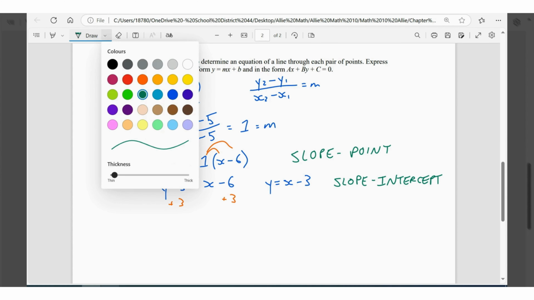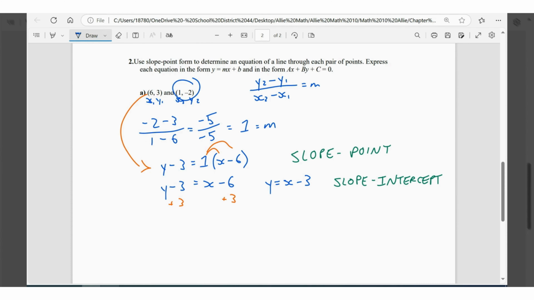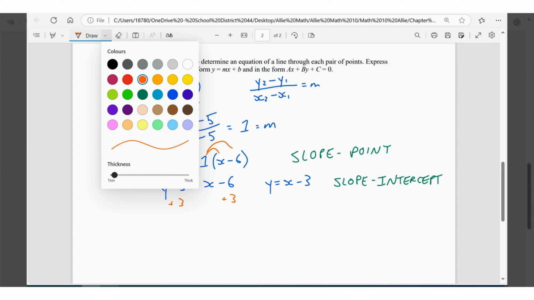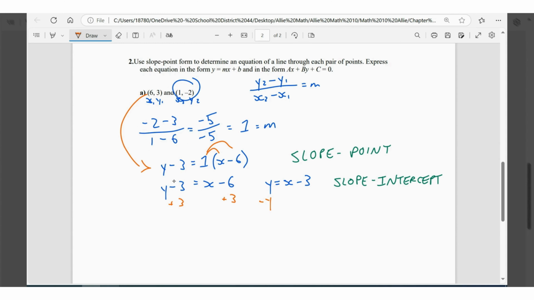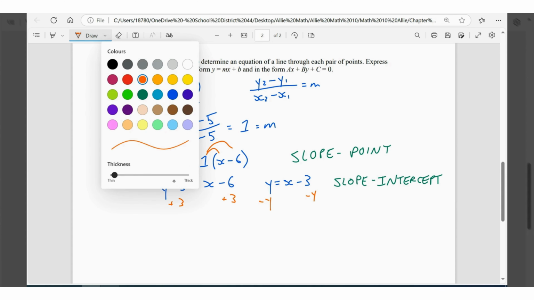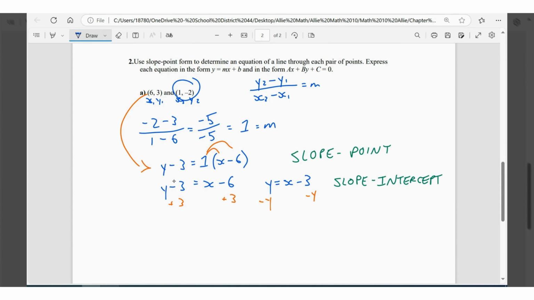And our last one, let's move to our general form. We've got a positive x, so we want to subtract a y from each side to get all of our terms on the one side. And so we get x minus y minus 3 equals 0. And that's our general form.